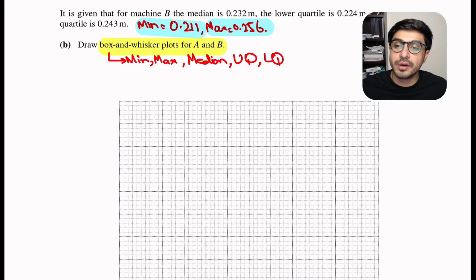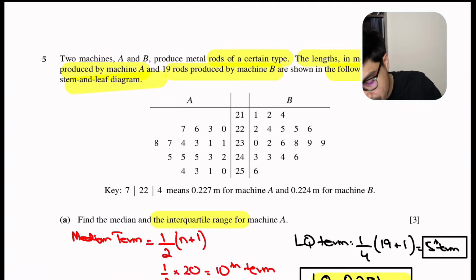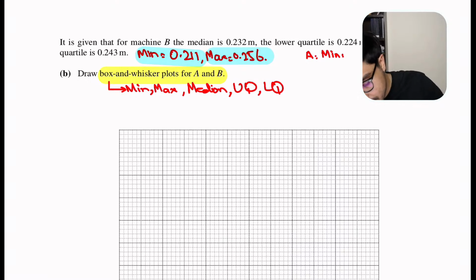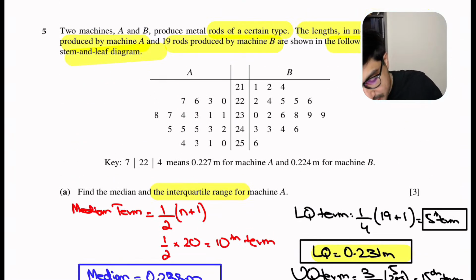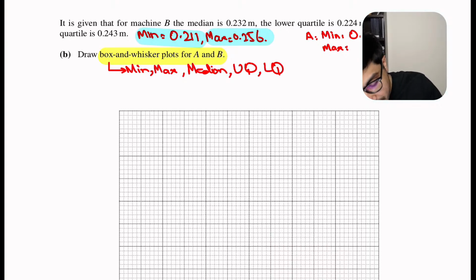Now we need to draw the box and whisker for A as well. So for A also we will need everything. If we talk about machine A, the minimum value for A is going to be 0.220, right? So we're just going to write it over here. Then there is a maximum value as well in this case. The maximum in this case is going to be 0.254. So we're just going to write it as 0.254.